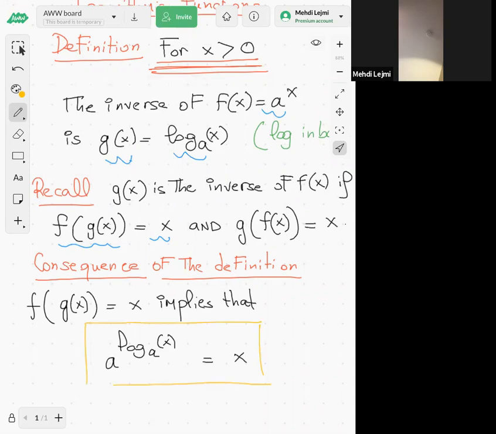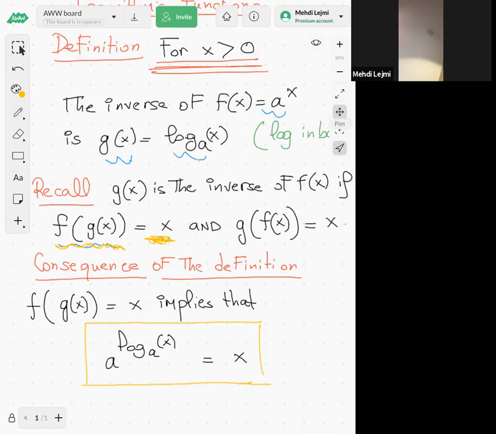Right, so because f is supposed to be the exponential and g is the log in base a, your g is the log in base a. So when you do f of g of x, that's a to the log in base a of x, and that's equal to x. So that's the definition of the inverse.